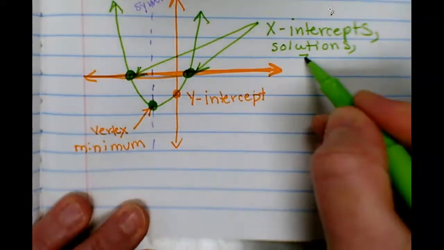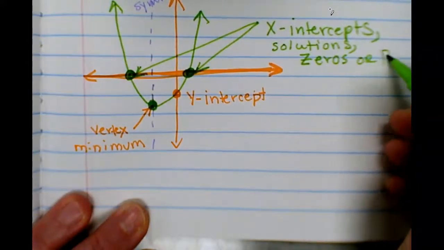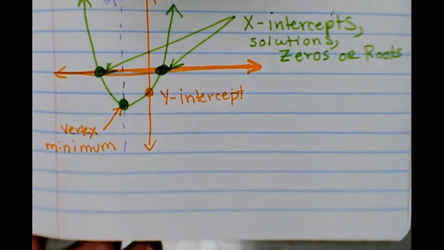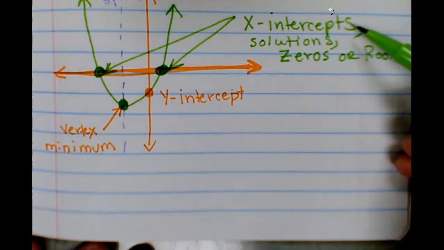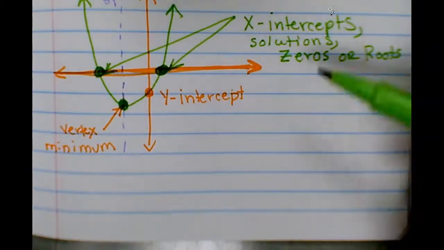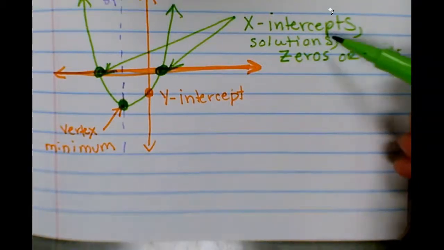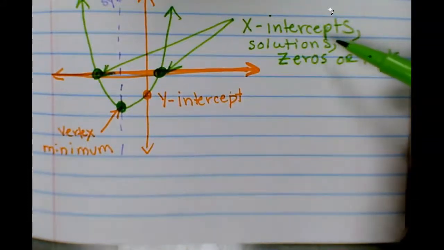And the solutions can also be called zeros or roots. So x-intercept, solutions, zeros, or roots are all the same thing. They're the same number. They may be written in a different format because we usually write x-intercepts as points with parentheses. And we write solutions, x equals a number. But it'll be the same number that we had in our x-intercept.